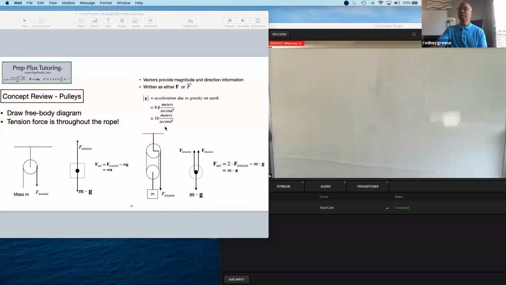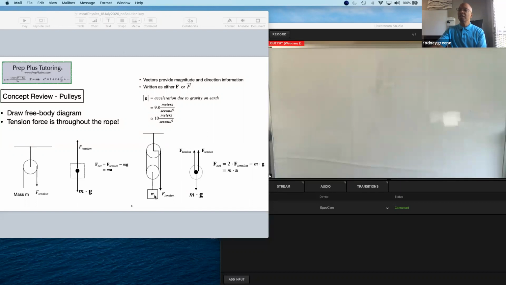Don't worry, I'm going to be getting to the good stuff in just a second. The point that I wanted to make in this pulleys review is that the force of tension goes throughout the entire rope. And so if you draw a free body diagram, you're going to focus on this pulley. And so there's the center of mass for this pulley. There's the force of gravity going down due to this mass.